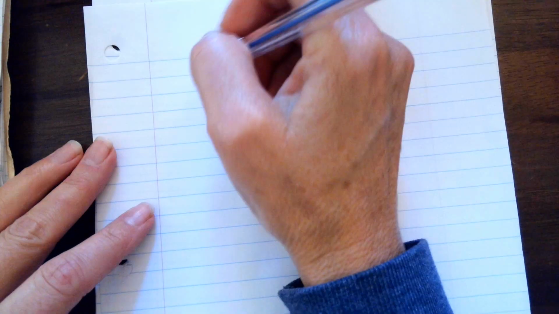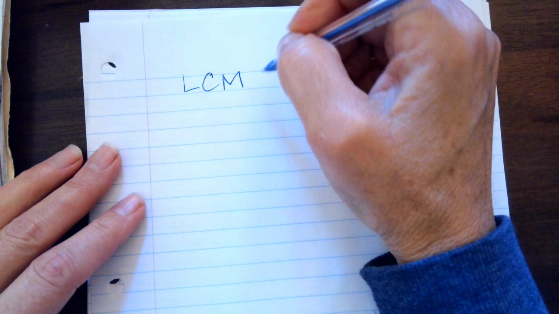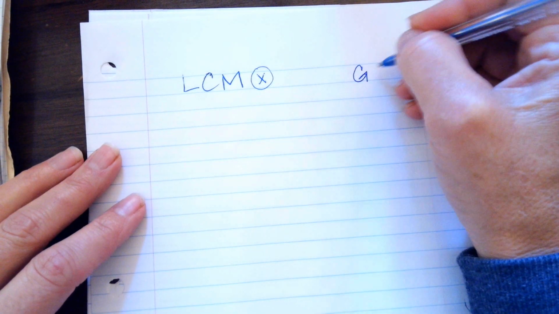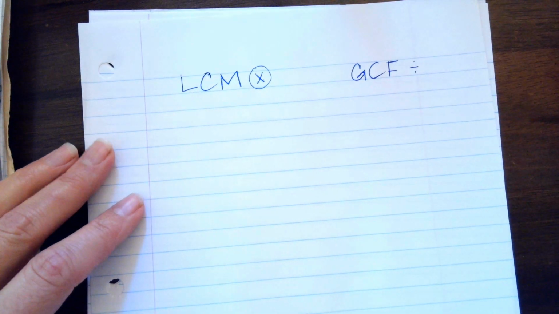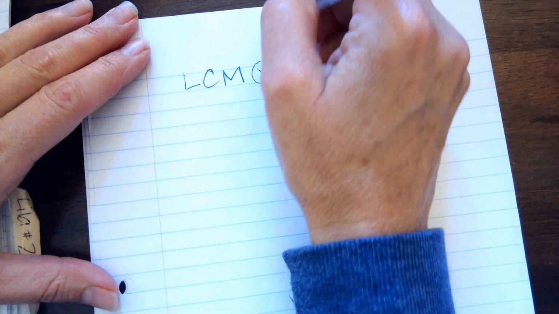Okay, so we're going to do lowest common multiple and greatest common factor. Lowest common multiple means you're multiplying up, and greatest common factor means you're saying what gets divided into that number. So, we'll kind of learn these together.